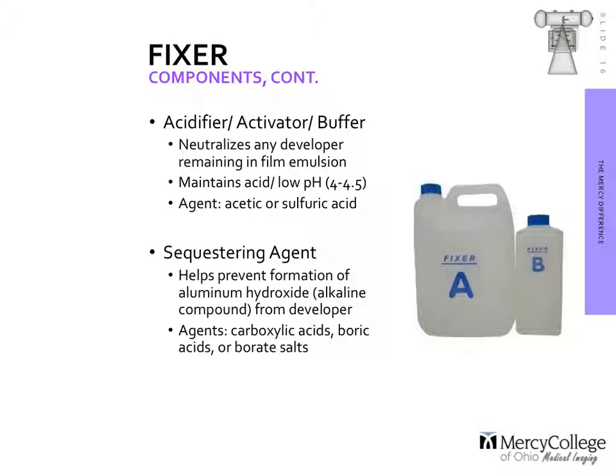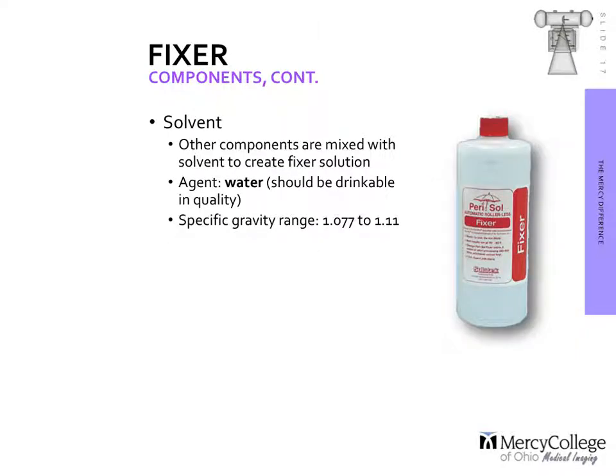There's going to be a sequestering agent, and this is going to help when developer comes into the fixing tank. It's going to prevent the formation of materials, one of which that can form is aluminum hydroxide. We don't want it, so in order to prevent that, some sequestering agents are added to the fixing materials. Now again, there's going to be a solvent, just like there was in the developer, and it's the same agent, it's water. So you're taking all of those chemicals and making them into a solution.